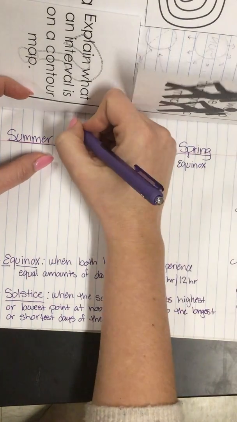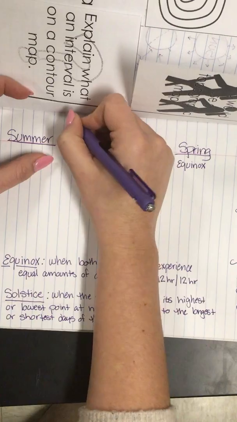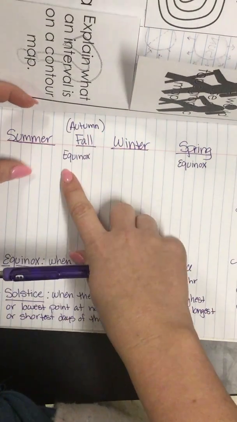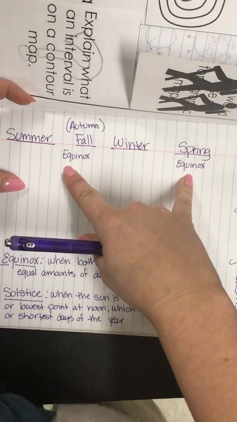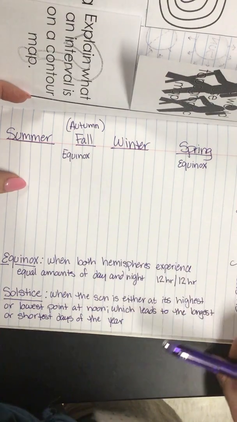Also, keep in mind that there are two words for our season, fall, and it's also autumn. So you could see an autumn equinox, so remember that those are interchangeable. So the equinox means that in both hemispheres, you're going to have 12 hours of daylight and 12 hours of nighttime.